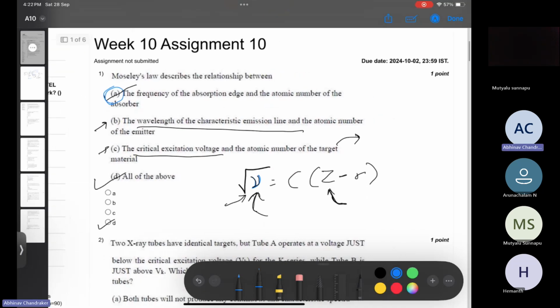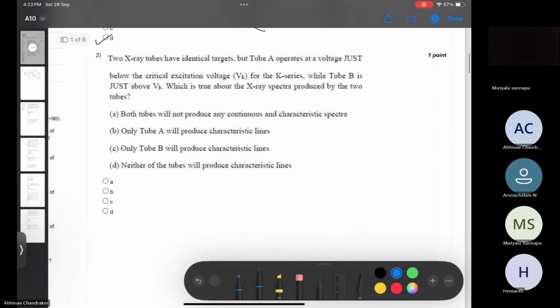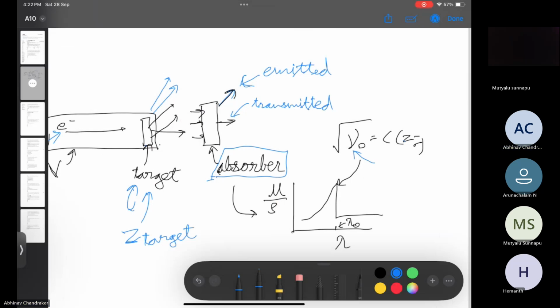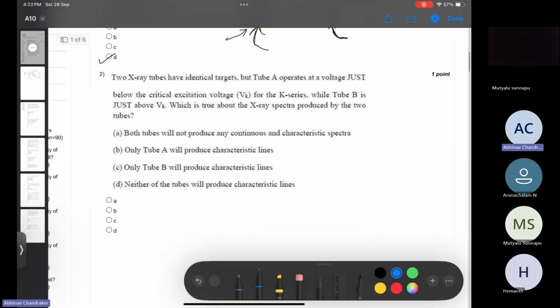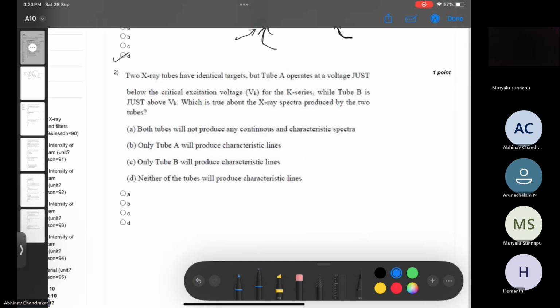Now I hope this question was clear to you. It's an important question because it discussed many different things. Now let's go to question 2. If any of you have any answers, you can let me know, or else I'll discuss. Two X-ray tubes have identical targets. Tube A operates at just below critical excitation voltage for the K series, while tube B is just above VK. What is true about the X-ray spectra produced by the two tubes?